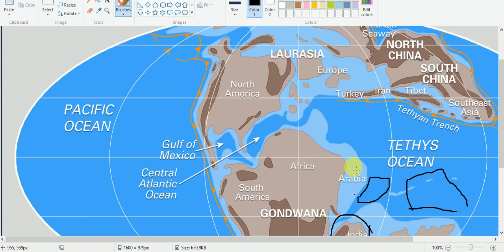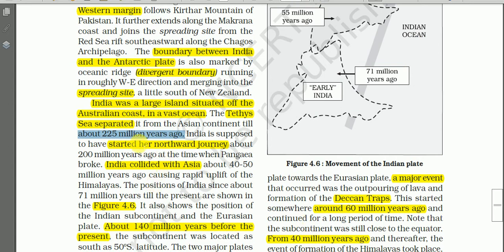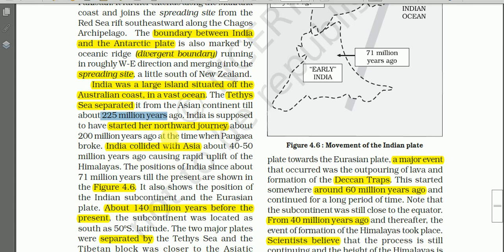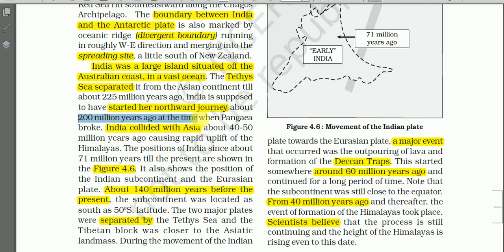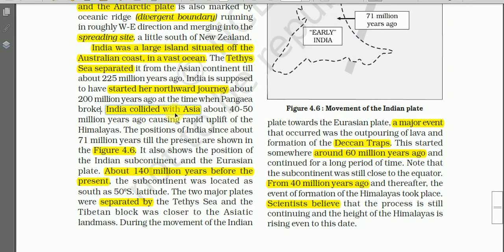Between India and this Eurasian plate we have this Tethys Sea or Tethys Ocean. The Tethys Sea separated India from the Asian continent till 225 million years ago, and India is supposed to have started her northward journey about 200 million years ago, at a time when Pangea broke. India collided with Asia about 40 to 50 million years ago, causing rapid uplift of the Himalayas.